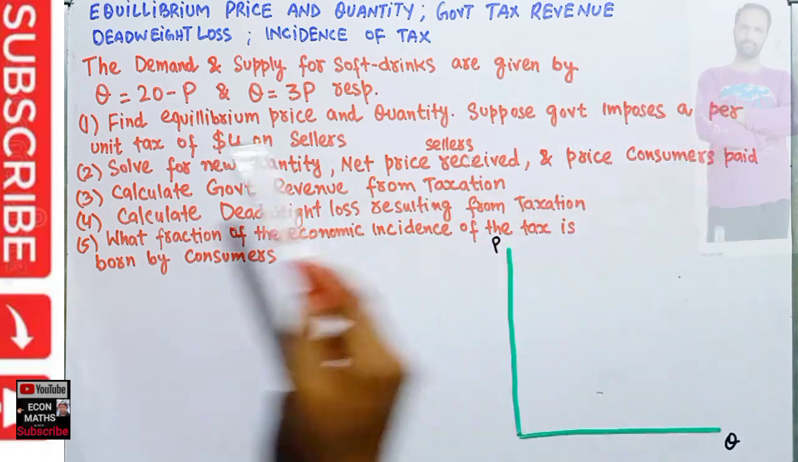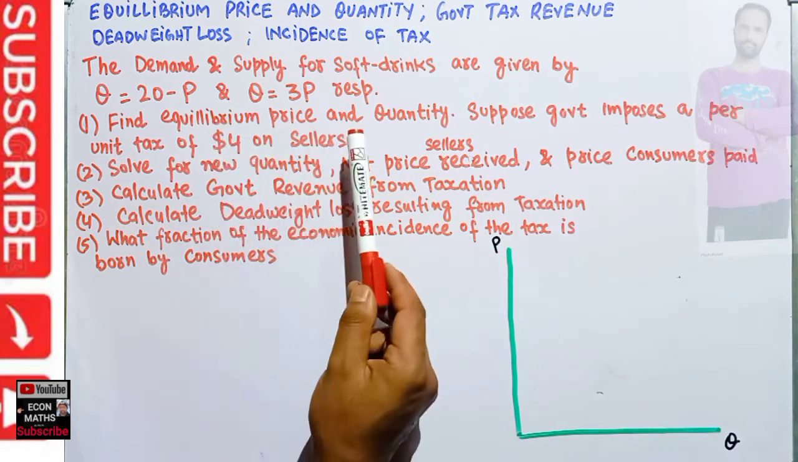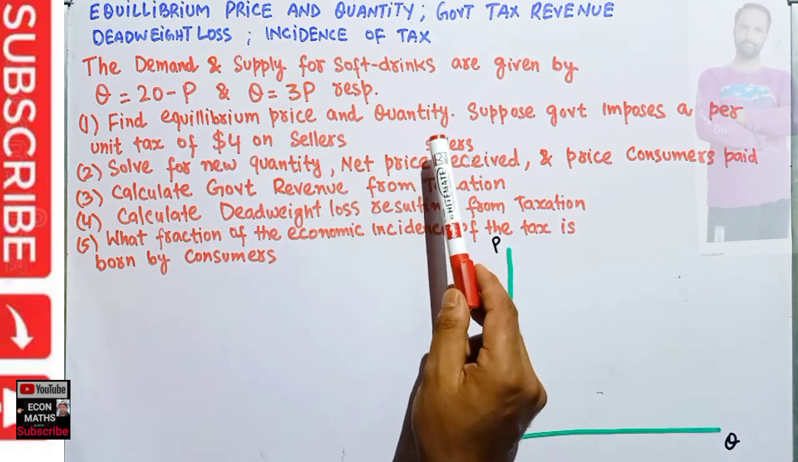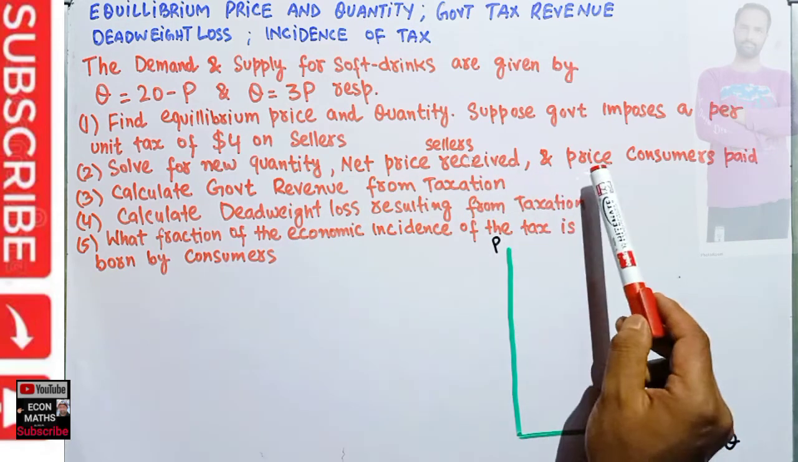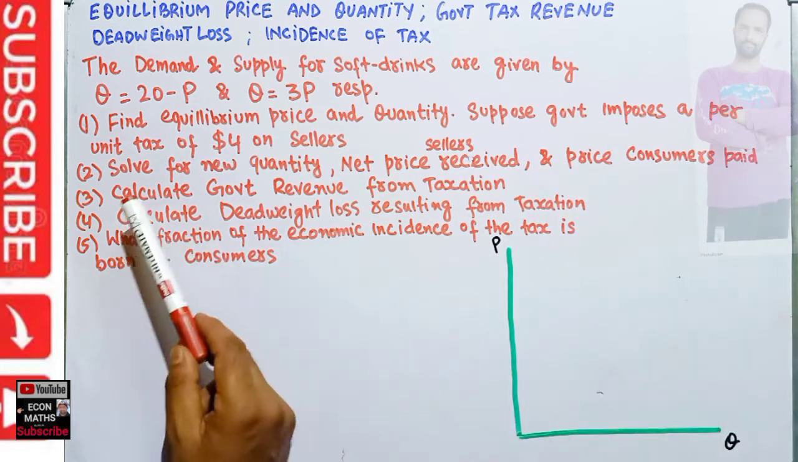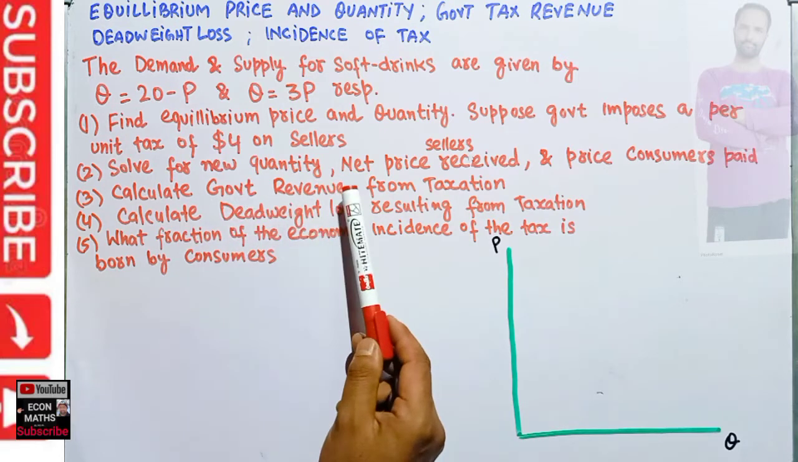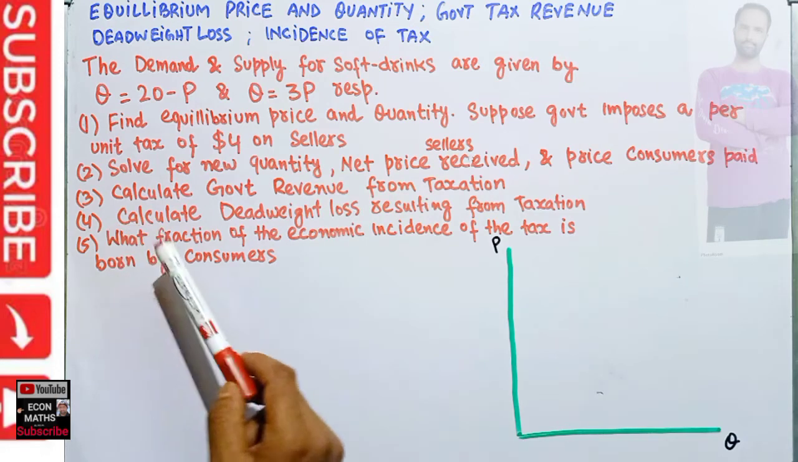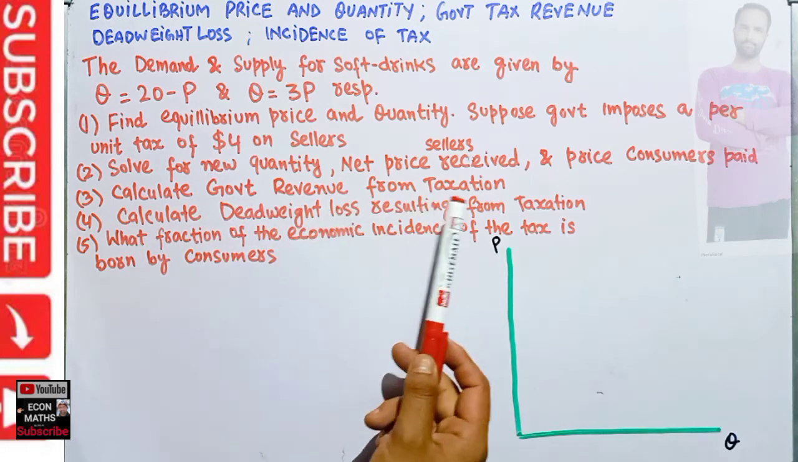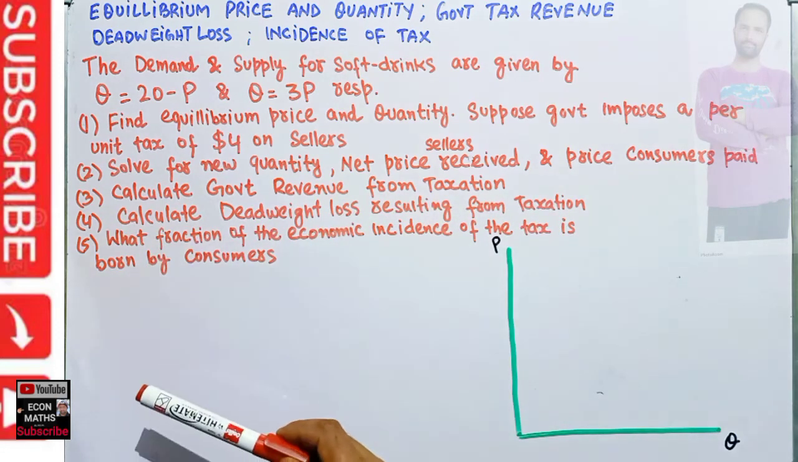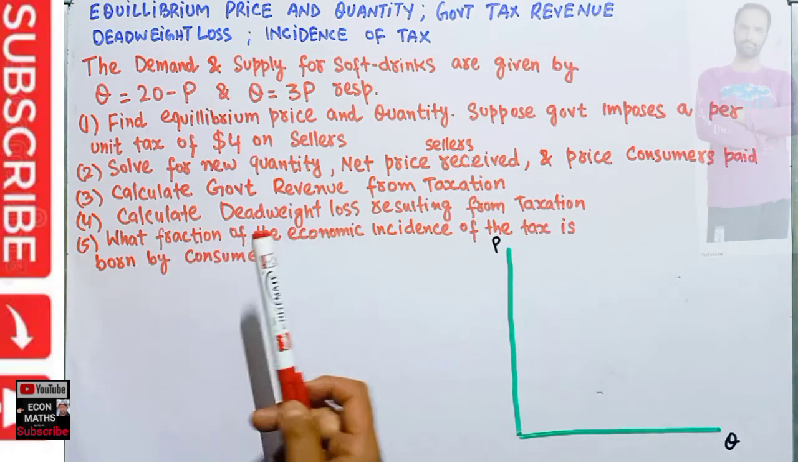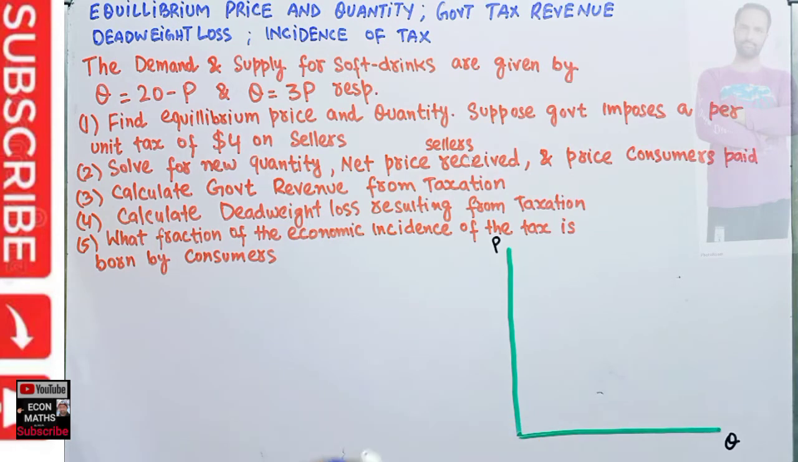Suppose the government imposes a per unit tax of $4 on sellers, then solve for the new quantity, the net price sellers received, and the price consumers paid. Also, we have to calculate the government revenue from this taxation, the deadweight loss resulting from this taxation, and the fraction of the economic incidence of the tax that is borne by the consumers. Okay, so let's go for the first part of this question.